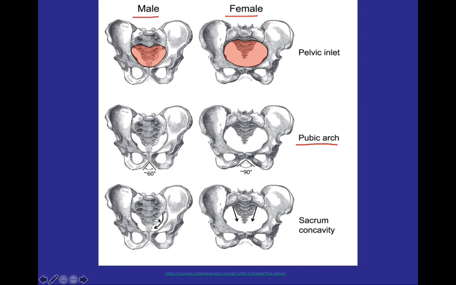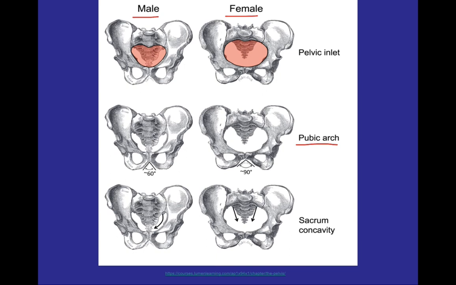The last major difference that I want to mention is the concavity of the sacrum. You can see that the male sacrum sits right in front of the pelvic inlet, and that doesn't facilitate passage through this pelvic inlet. The sacrum would be in the way if we needed to pass something through here. But we'll see here with the female pelvis that the sacrum is actually angled backwards, and that allows for more room to squeeze a baby out of this pelvic inlet.